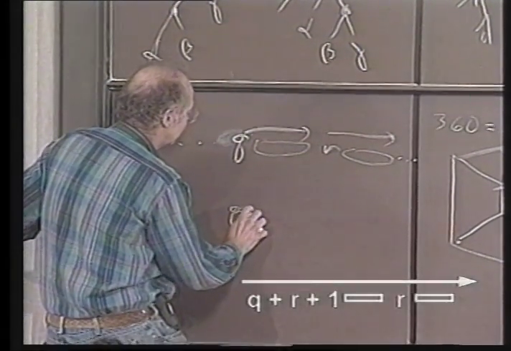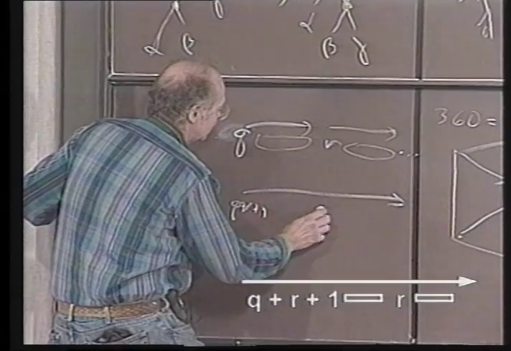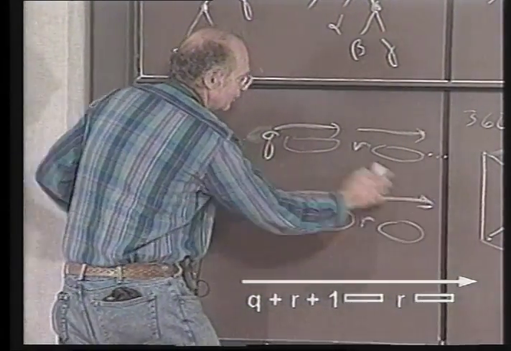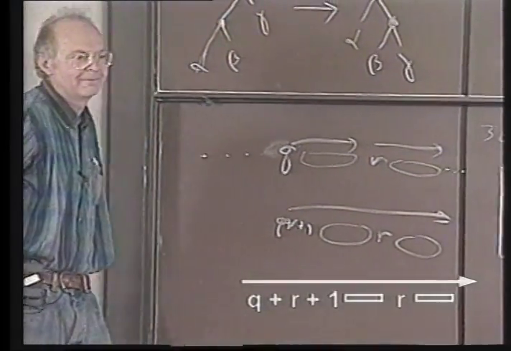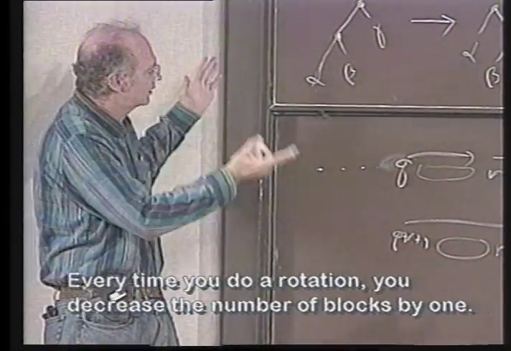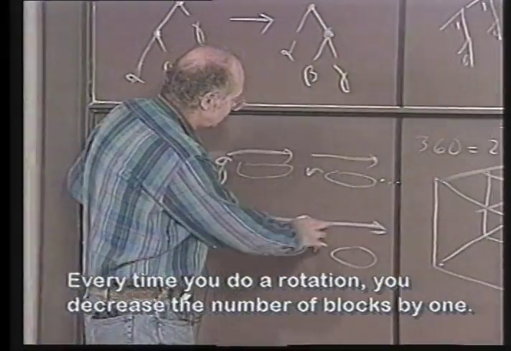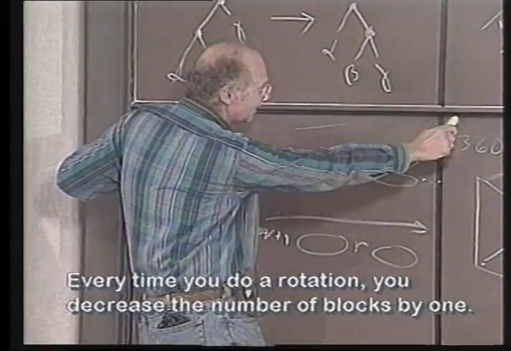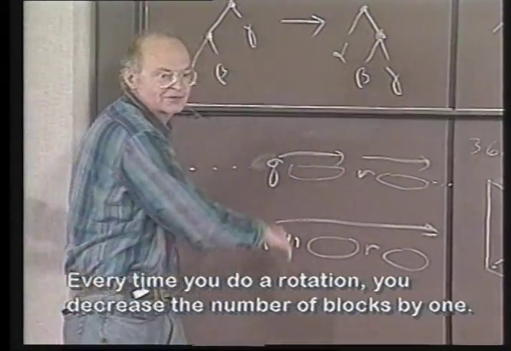I got q plus r plus 1, and so everything else stayed the same inside, but the number of blocks decreased by 1. And so every time you do a rotation, you decrease the number of blocks by 1, unless this is already living inside of some other block, in which case the total number of blocks stays the same.